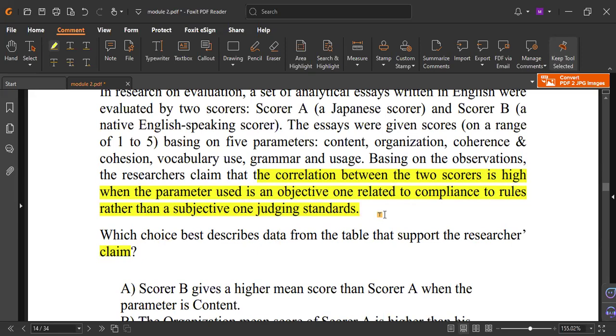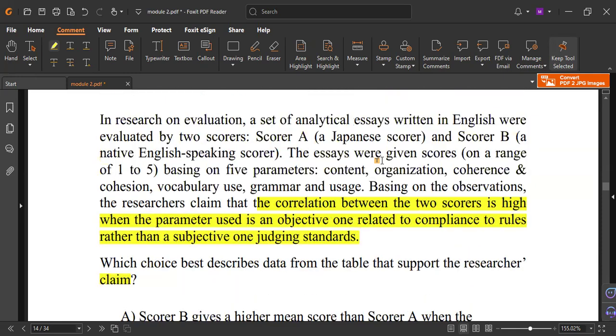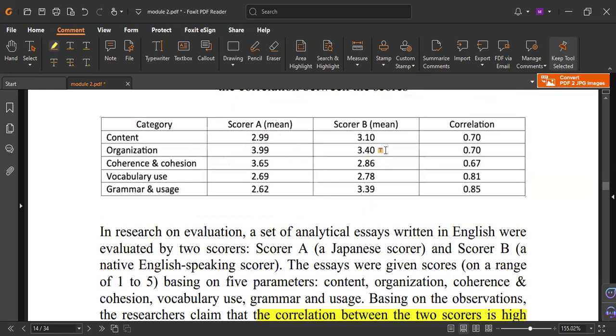So objective, just like we don't need your sense, we don't need your personal judgment. We need only what is objective, one related to compliance to rules rather than subjective. Which one supports that? When we say the correlation is high, it means the same. The score of this person is the same as the score of this person. And you see, like 2.99, you can say it's higher. So it's the same, but a little bit different.